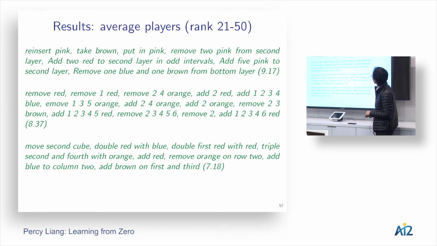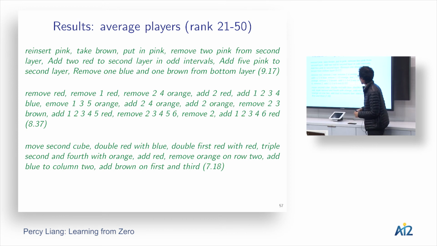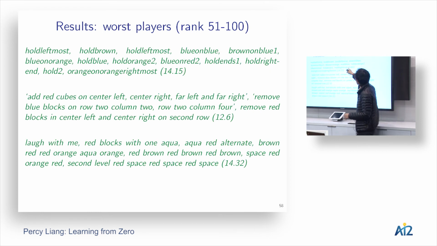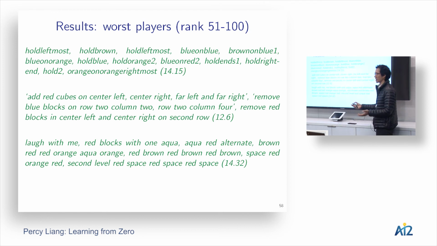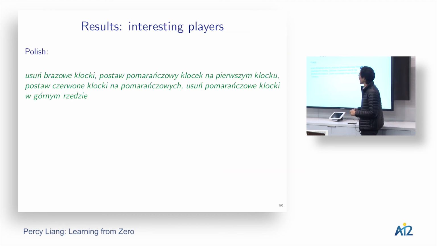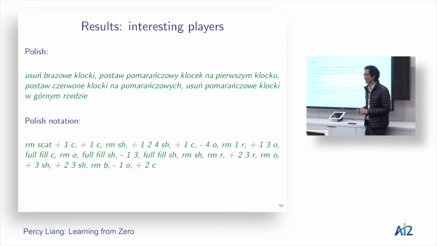These are the average players, ranked 20 to 50, and you can see that these utterances are maybe a little less concise. And if you go down to the worst players, this person didn't put any spaces in the words, which means that our features were not able to generalize. So therefore, this person did really badly. And this person just typed random stuff like "laugh with me," which obviously isn't going to get you anywhere. There are some interesting things. One guy used Polish. Another guy used Polish notation. So it was kind of fun seeing what people did.